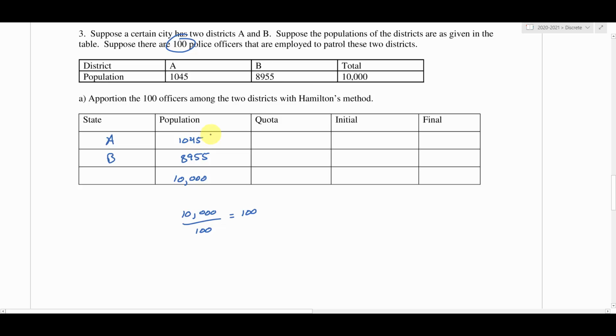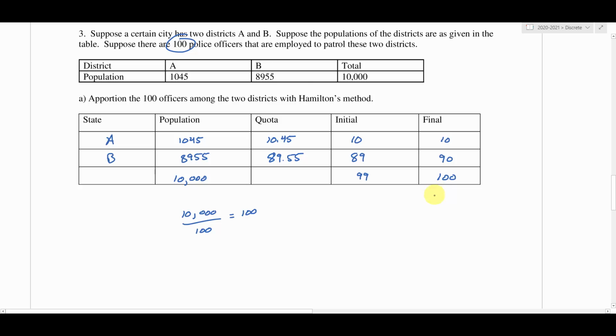So now I'm going to say, okay, if I divide this by 100, I should get 10.45. And if I divide this one by 100, I'll get 89.55. And then Hamilton says, ignore the decimal part. So we got 10 and 89, which is a total of 99 cops. And then we look at the decimal portions to see who gets the bonus cop. So that's going to be the .55, 89 bumps up to 90, and now all 100 are apportioned.